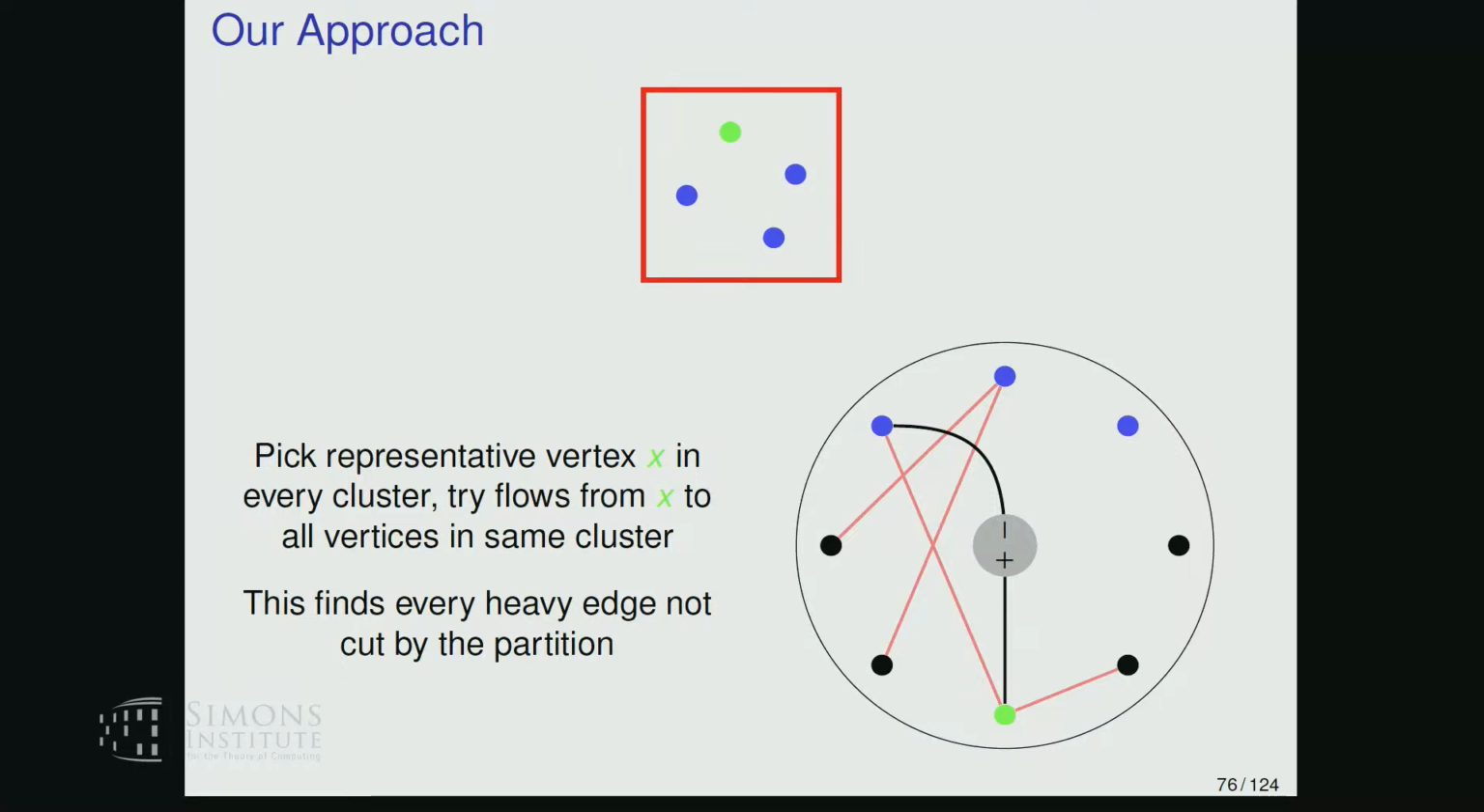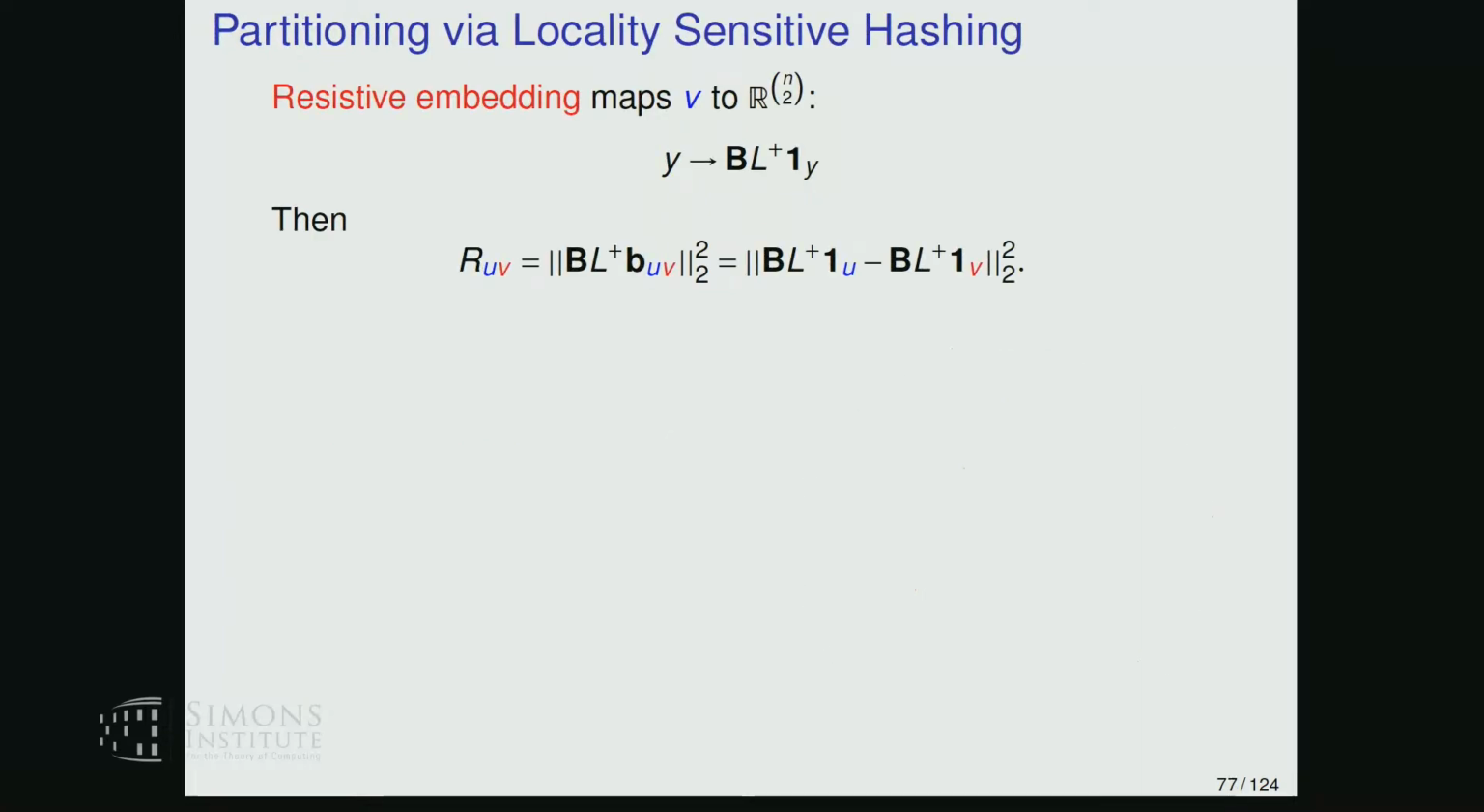So the only way that this approach fails is that our edge UV has the two endpoints in different clusters. And then it could somehow happen that the representative in U's cluster that we pick is somehow too close to U in the corresponding potential embedding, and the same for V. That would be a disaster. So we need to ensure one other property, which is that we don't cut heavy effective resistance edges. So why will this property be satisfied? Well, for that, I need to remind you what the resistive embedding is.